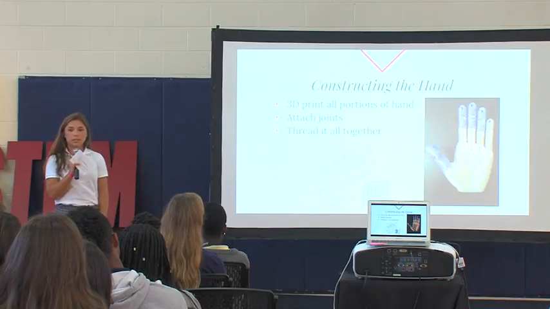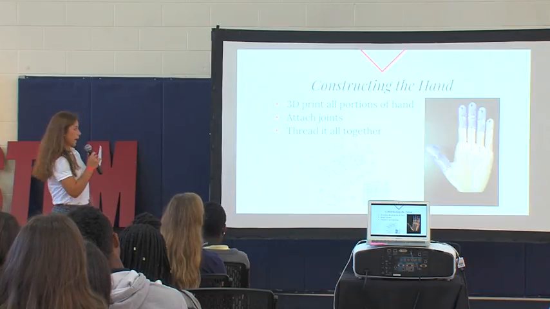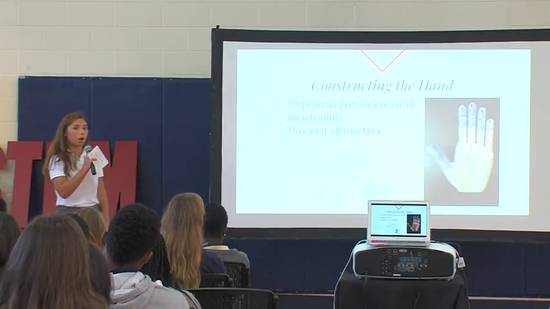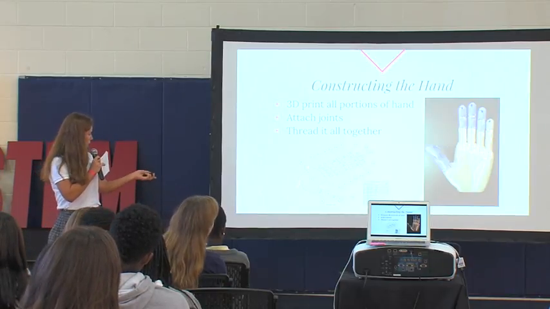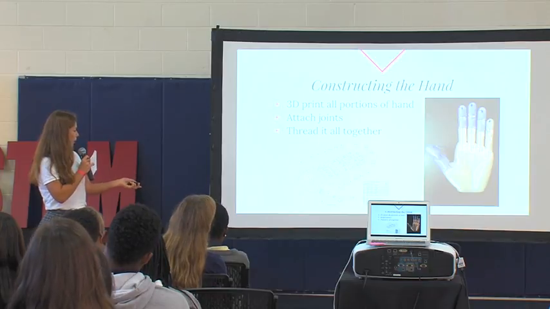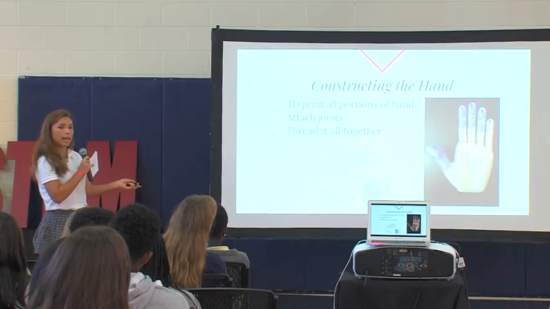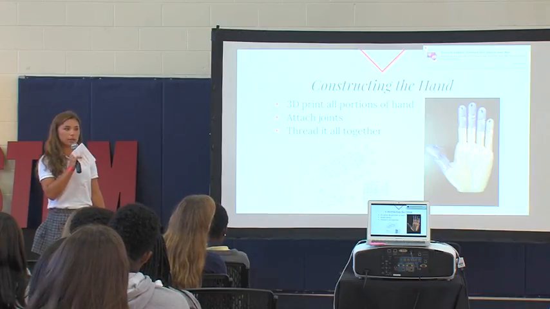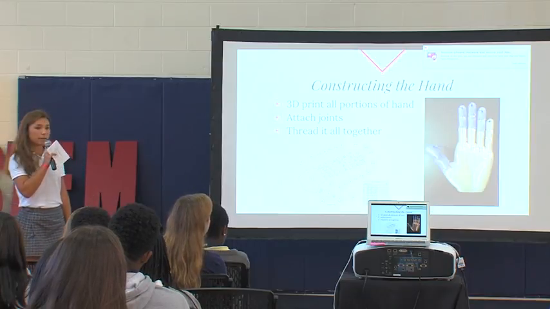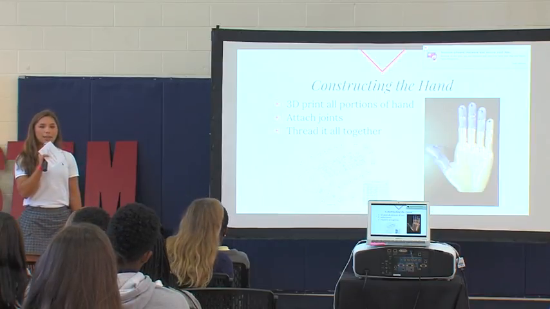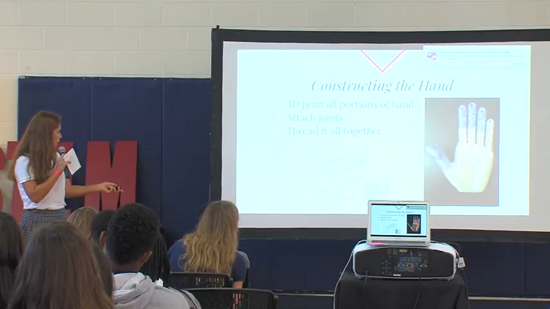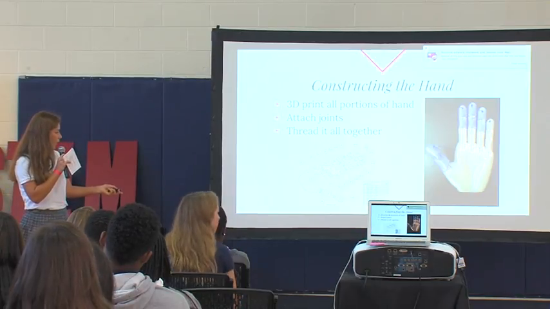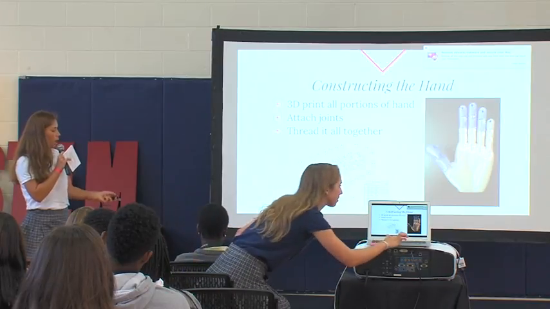So my first step was to construct the hand. My first task with this was to 3D print all the portions of the hand. As you can see, right here, these are all the parts that I needed to print out of the hand with a 3D printer in the makerspace. So this was a pretty easy task until I got to the flexible joints. The flexible joints are what go right here in between each finger.